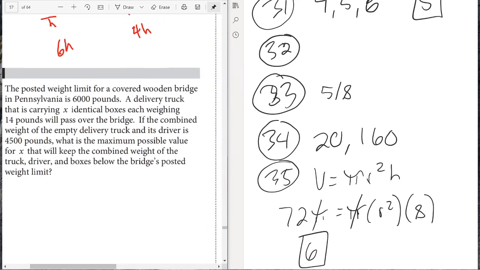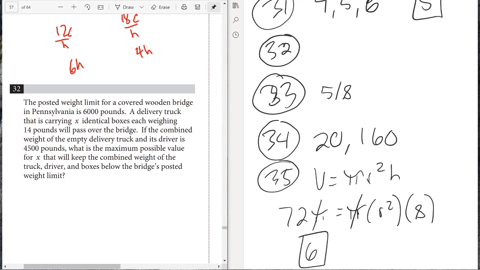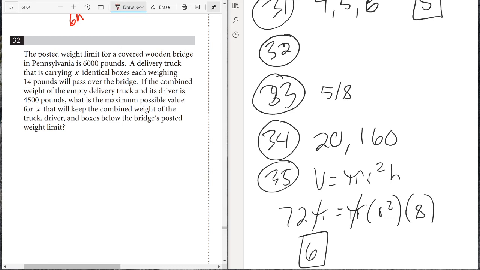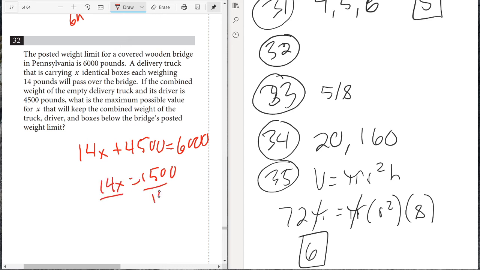Here we go. I skipped this because it was all words and no pictures. Boring. Posted weight limit for a covered wooden bridge in Pennsylvania. These problems are just way too specific. All right, let's see. X identical boxes, each weighing 14 pounds. So 14 pounds times X boxes equals however many pounds that is. If the combined weight of the empty delivery truck and its driver is 4,500 pounds, what is the maximum possible value? So that means 6,000. So I subtract, I get 1,500 equals 14x, divide by 14.